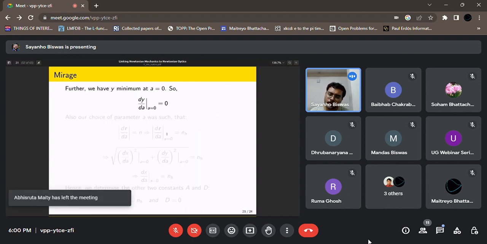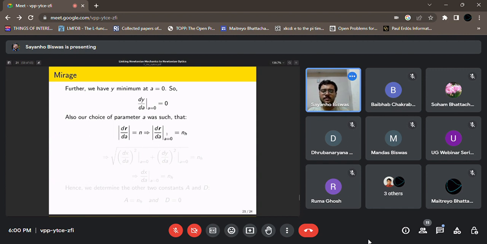Now our choice of parameter a was what? Mod dr/da is equal to n, which implies mod dr/da at a equal to 0 should be the refractive index at height h, that is what I've written. At this point, I'm just reading out the steps. But mod dr/da is nothing but root over (dx/da) whole square plus (dy/da) whole square, both evaluated at a equal to 0. This quantity is equal to the refractive index at height h, which is the minimum height. But dy/da is 0 at a equal to 0.